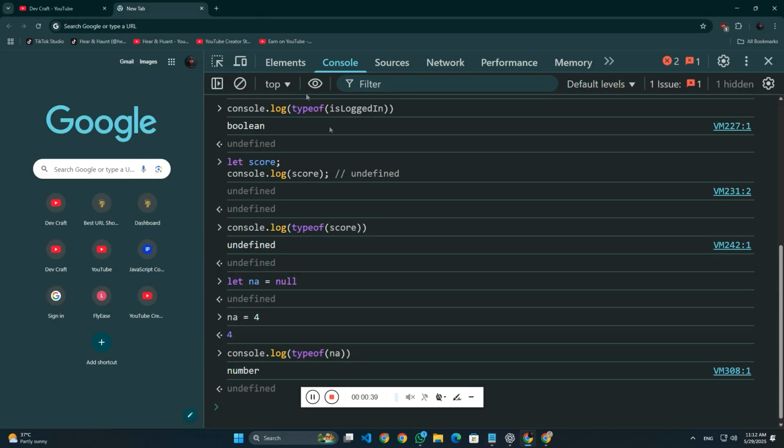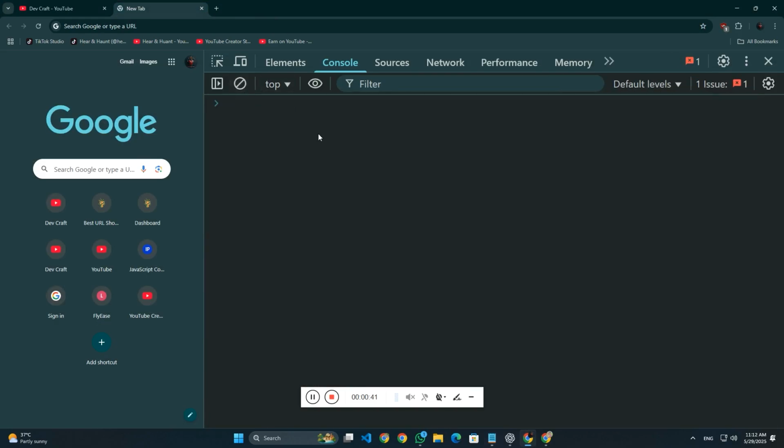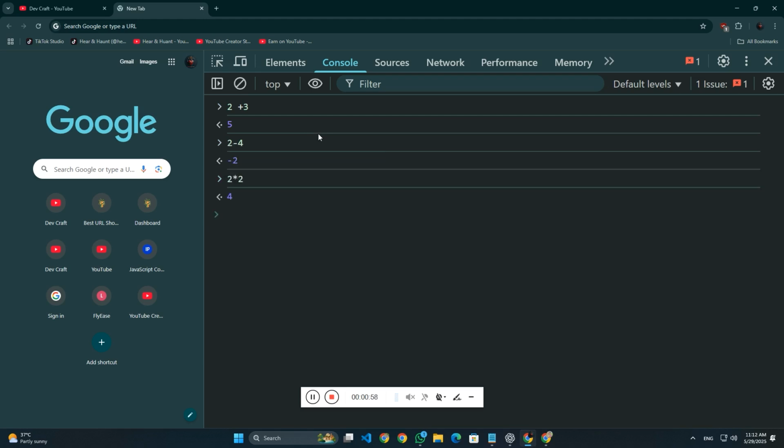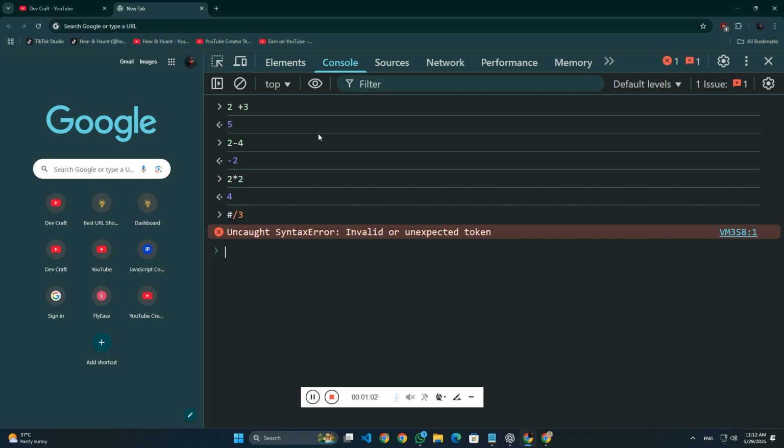Yeah, as I always do. Let me create a plus... If I write 2 minus 4, it's minus 2, it's a subtraction. If I write 2 multiplied by 2, it's a 4. If I write 3 divided by 3, it's a 1. It's the multiplication, division. These are all the operators.